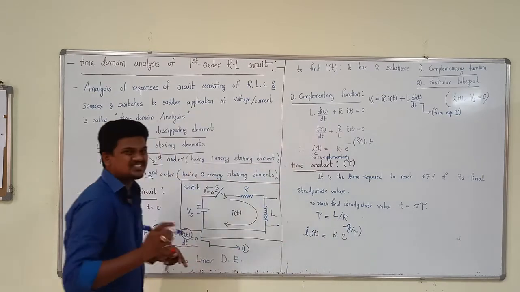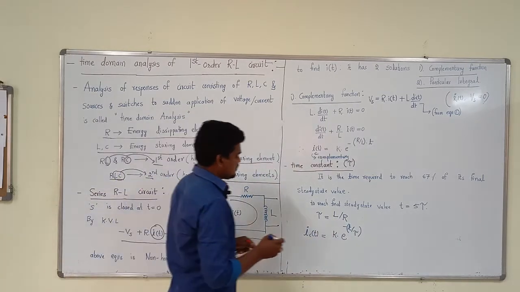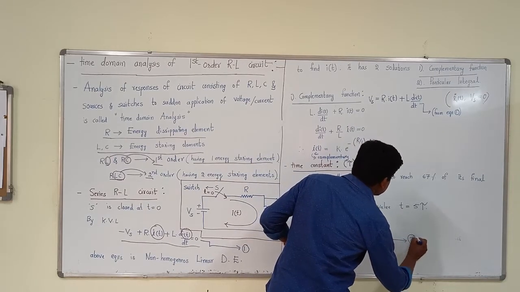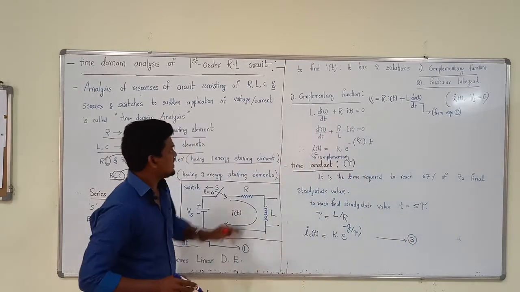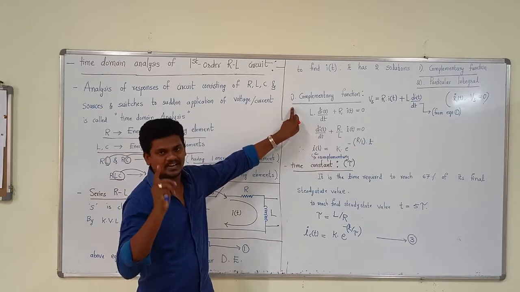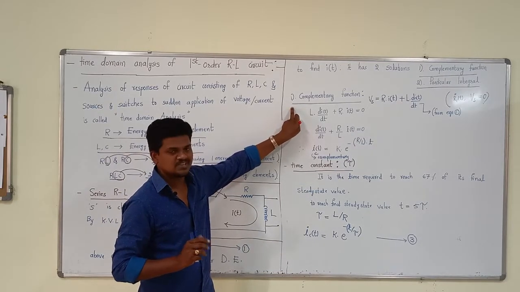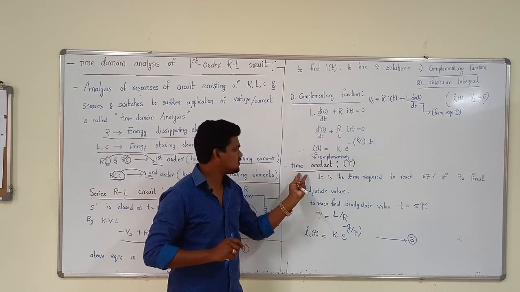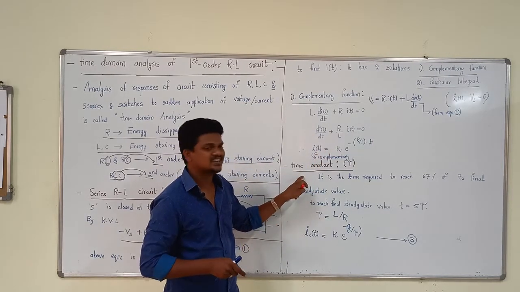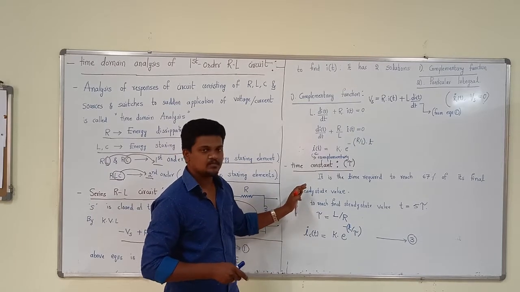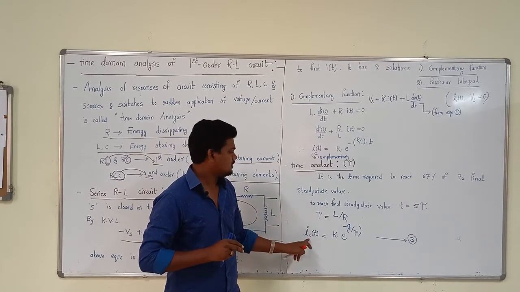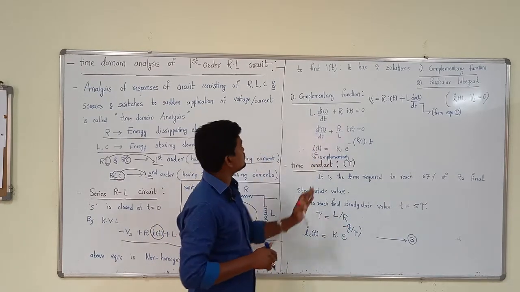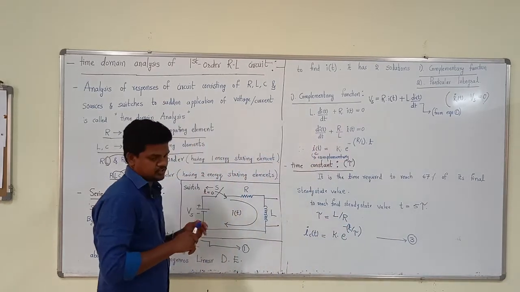This is the first equation. This is the complementary function. This is the third equation. We have completed only the complementary function. Complementary function means simply equating to 0 and finding some value, but we will find a new term. The term is the time constant. About the time constant I will explain later, and finally the equation becomes like this. This is about the complementary function.